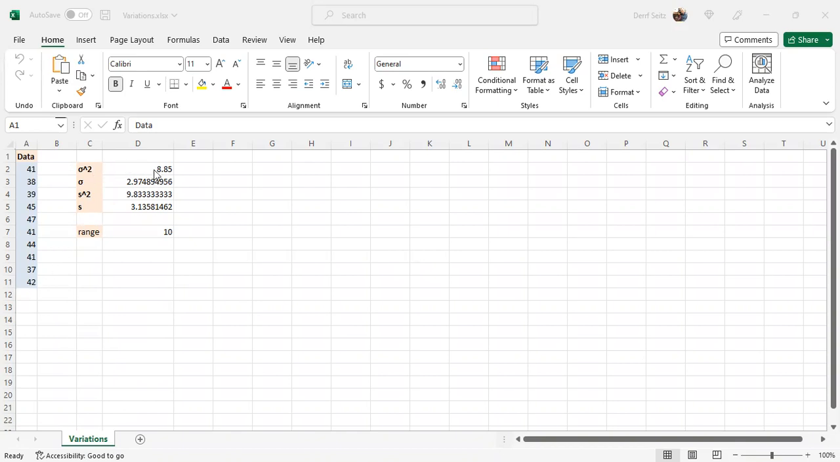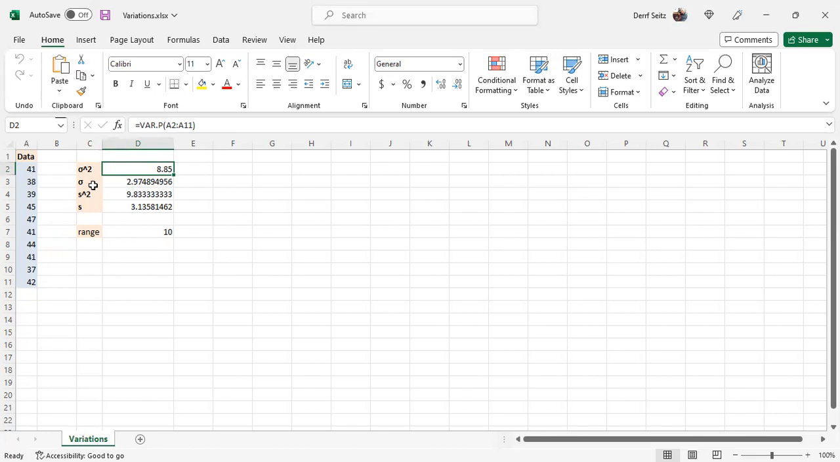And the first variation, which is a measure of the spread of data around the center, is the population variance indicated by sigma squared. The Excel function for this is var.p, and it takes as a parameter the range of cells containing the data.